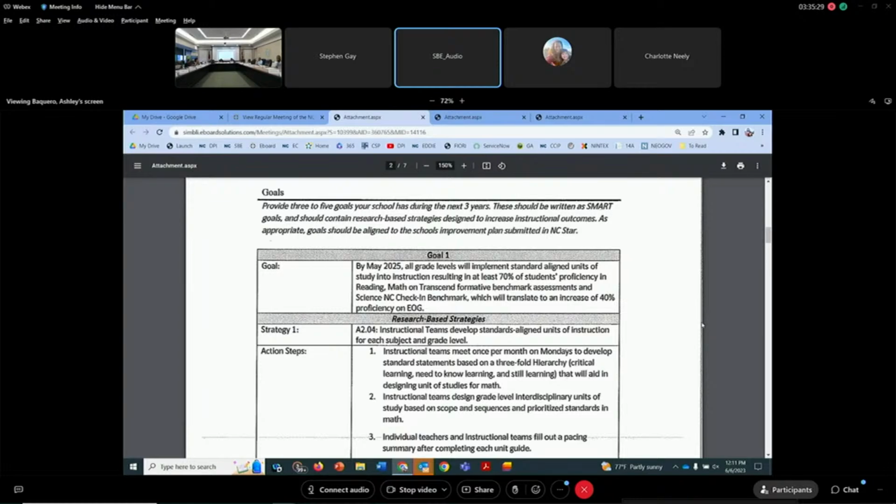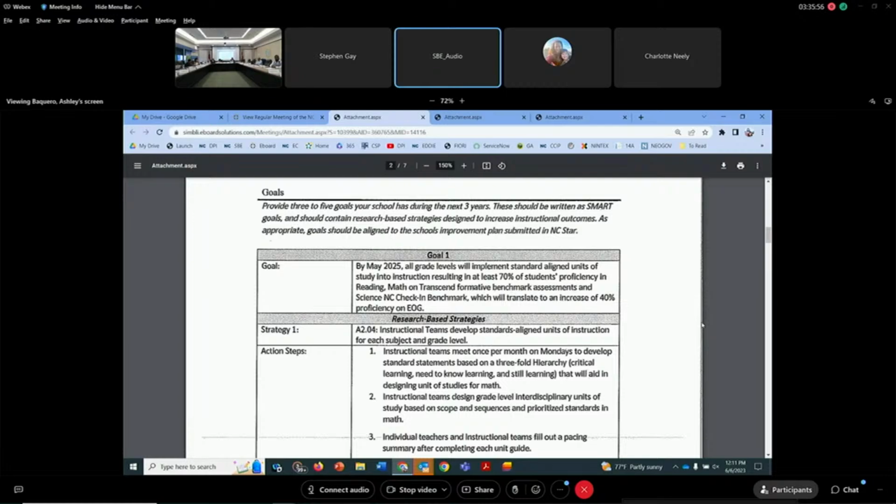And so we aligned our goals 1, 2, and 3 to those recommendations. And then our goal 4, we added one for leadership because we also wanted to start building our building level leadership to include the teachers taking on more responsibility in some leadership expectations. And so that's how we came up with our goals.